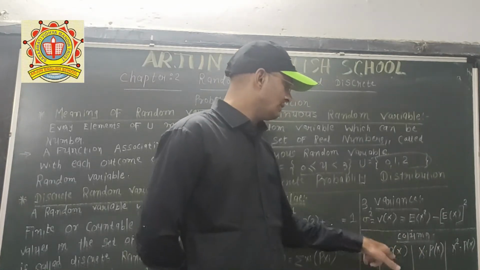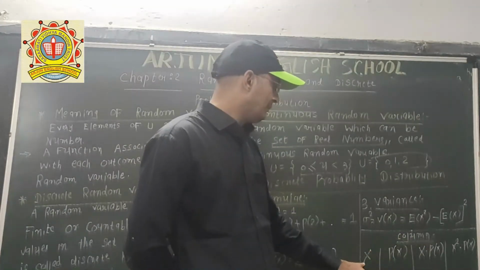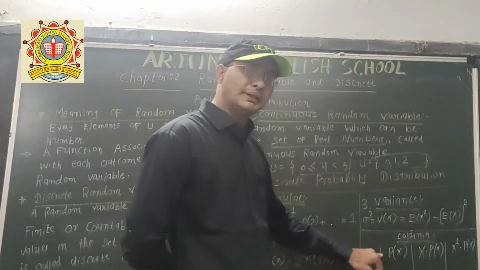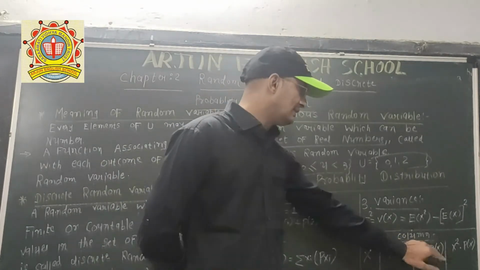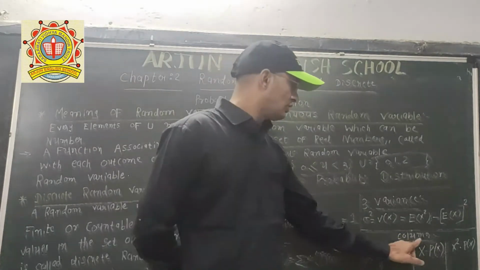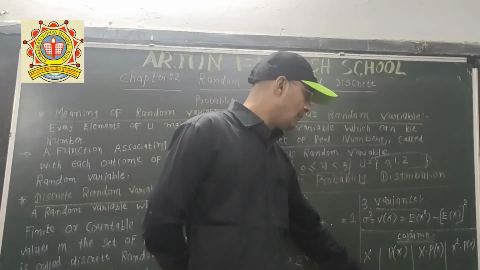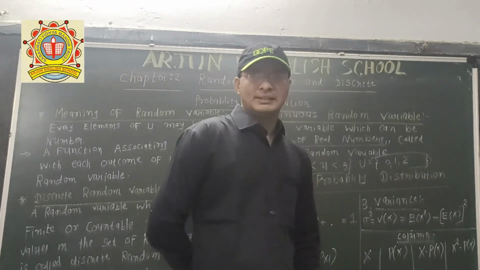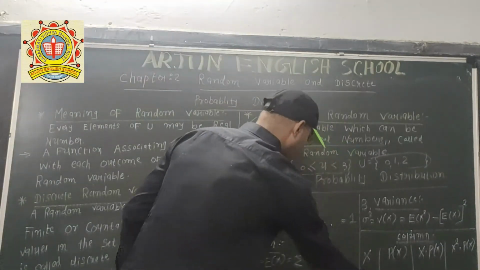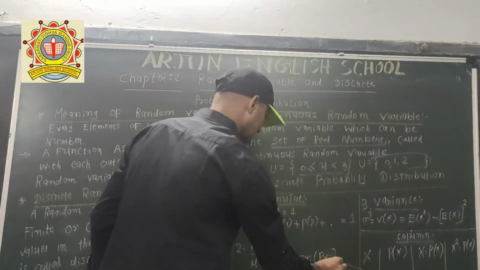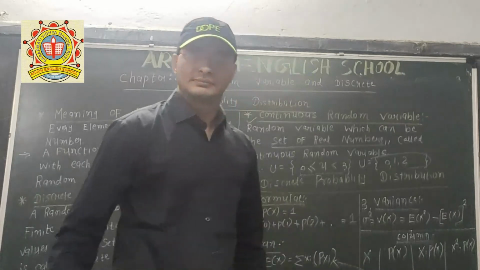These 2 columns are provided in the question. The third column we have to prepare means multiplication of these 2, meaning x into P of x. We got the third column, that is x into P of x. The sum of all these, the total of all these, is called sigma x into P of x. And this sigma x into P of x is the mean.